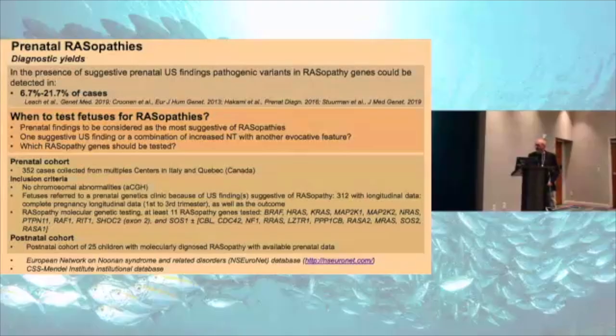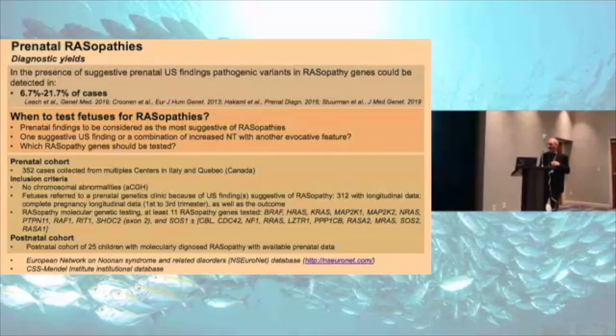So, in the presence of suggestive prenatal ultrasound findings, depending on the study, the diagnostic yield that you can reach is between 6% and 20%. But it's very important to define which are the specific prenatal features that can be considered the most suggestive for a RASopathy, and if one suggestive finding is enough to ask for prenatal testing, or you need to have a combination of findings. And we don't know very much about the mutation spectrum of prenatal RASopathies, which are the genes that we should test.